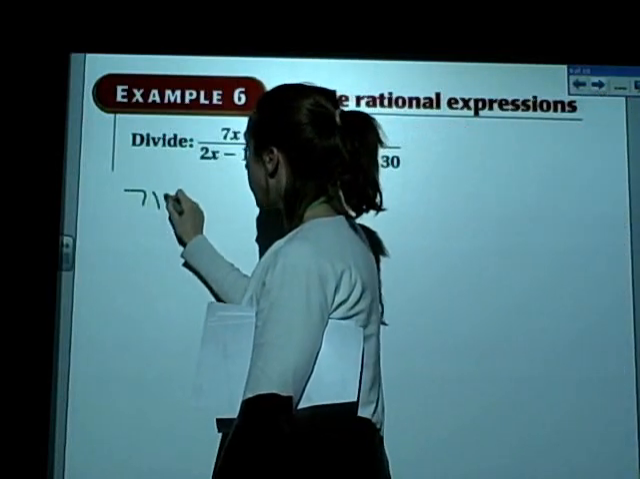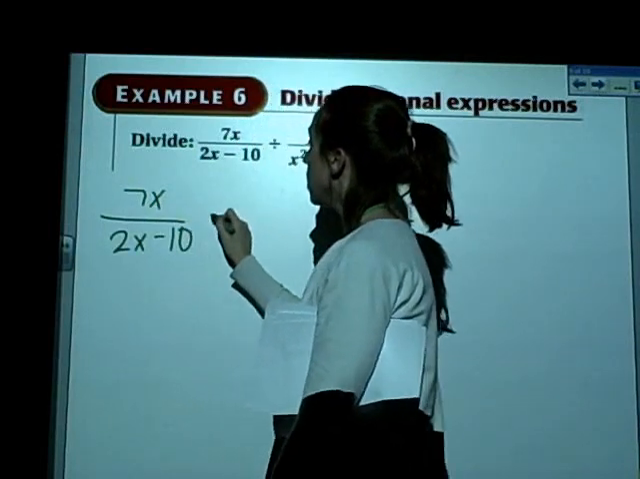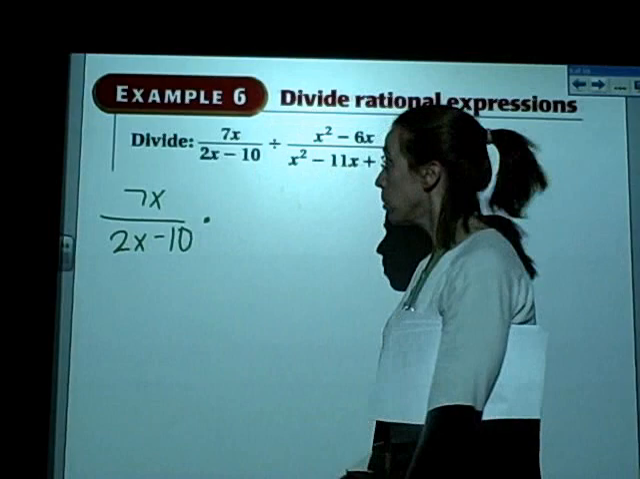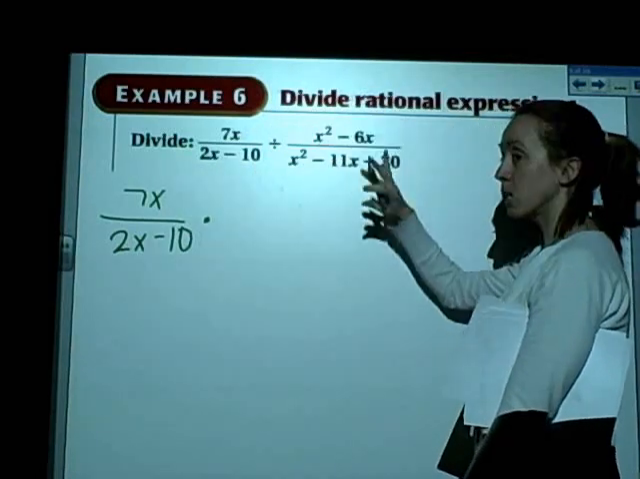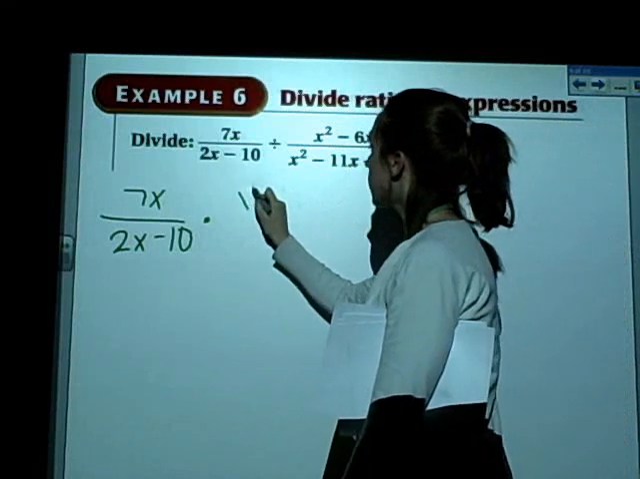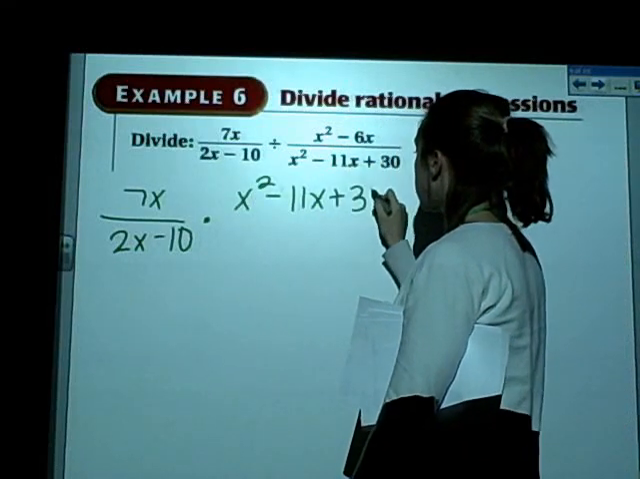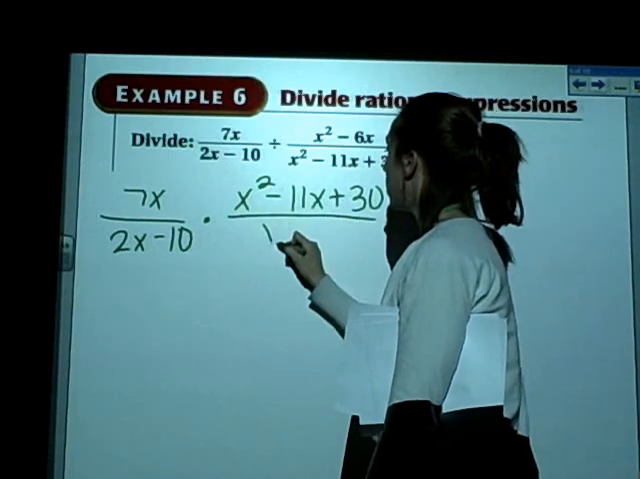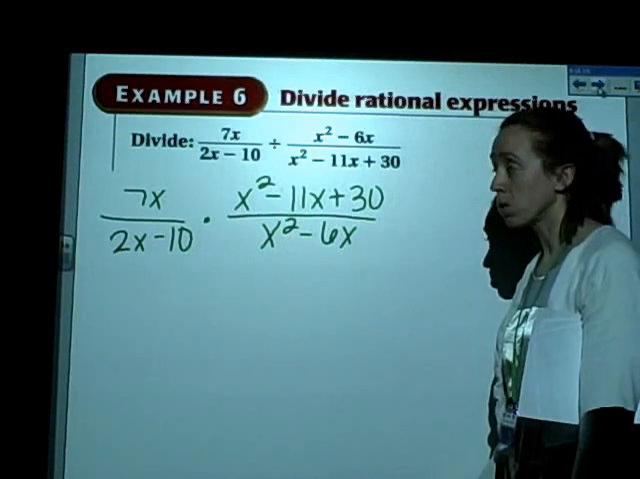So we have 7x over 2x minus 10. Now we're going to change it to multiply by your bottom. Remember, we're flipping it. It's the reciprocal. X squared minus 11x plus 30. Now we can resume with our solving.